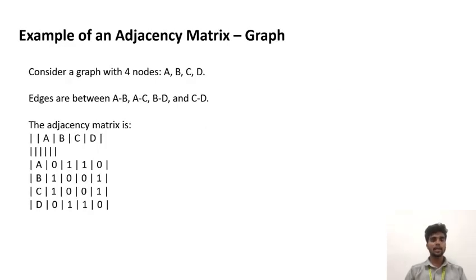Example of an adjacency matrix graph. Consider a graph with four nodes A, B, C, D. Edges are between A to B, A to C, B to D, and C to B.